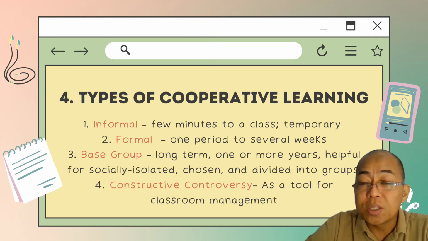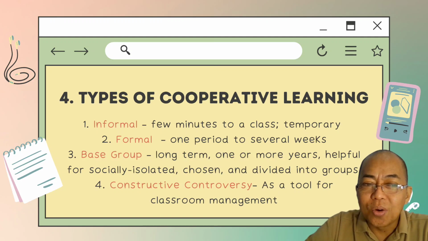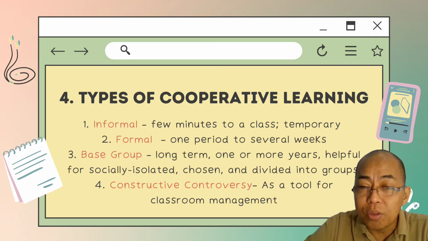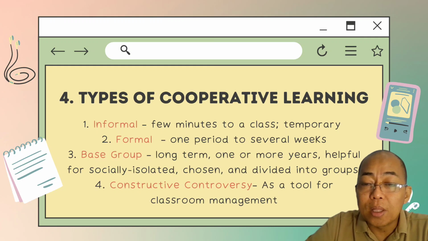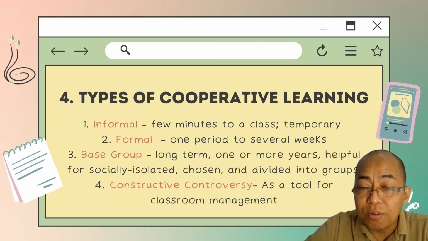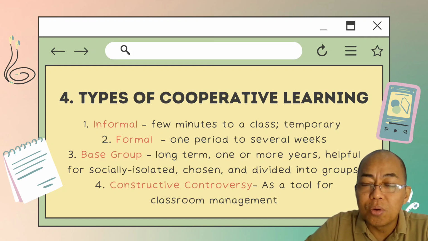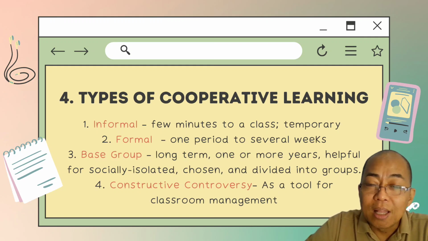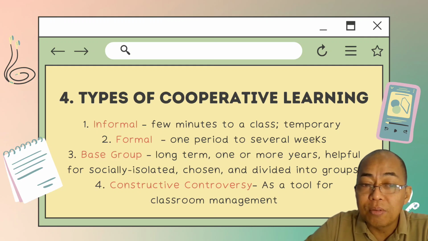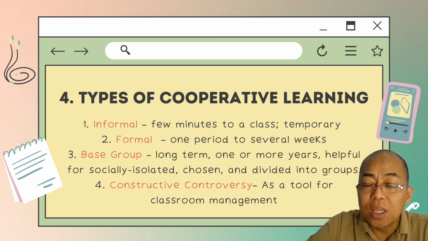And finally, constructive controversy. Constructive controversy is similar to informal cooperative learning, but unlike informal cooperative learning, constructive controversy is organized only whenever there are controversial issues, or issues that need to be resolved. So that's the only time that you organize constructive controversy. In constructive controversy, the groups will be divided into two. So within the learning group, there will be subgroups.